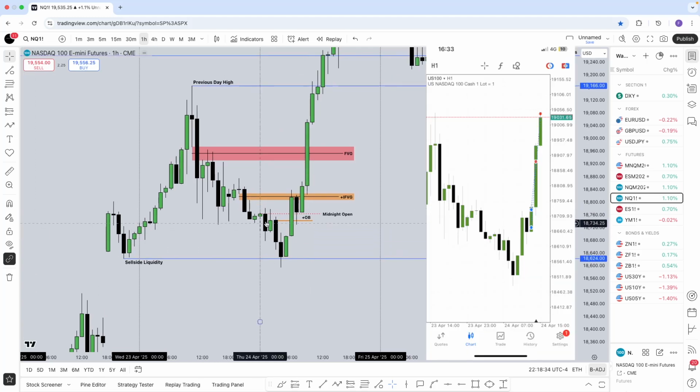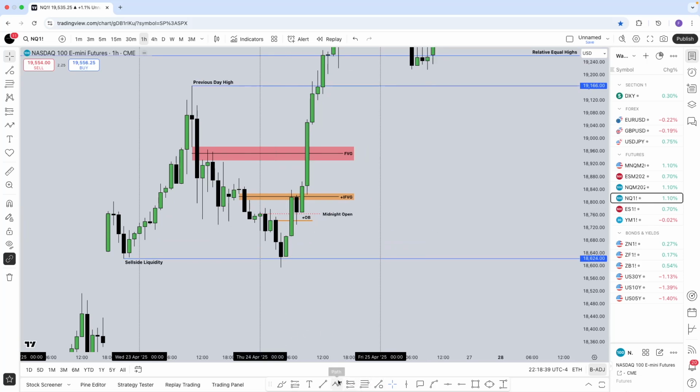But again, what made me confident is that if you think of this from the perspective of a power of three, from the midnight open, you have the open, the low, the high, and the close, right? If you have a bullish day, I expect London to create the low of the day 70% of the time, right? So in this case, price traded lower, taking out the sell side liquidity during the London session, forming that low of the day.